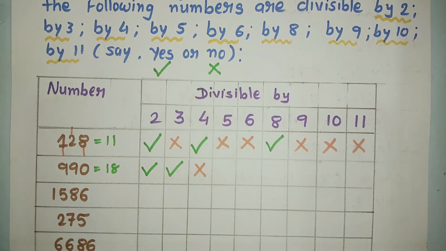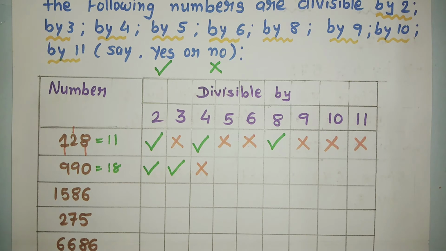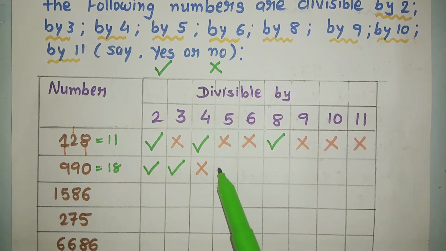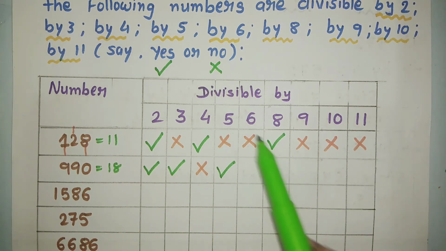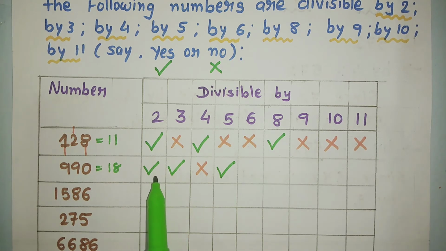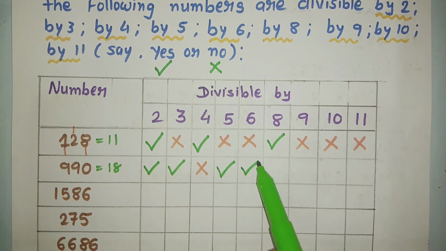What is the rule for 5? Last digit should be 0 or 5. So last digit is 0. So yes, it is divisible by 5. For 6, it should be divisible by both 2 and 3. Yes, this number is divisible by both 2 and 3. So it is divisible by 6 as well.